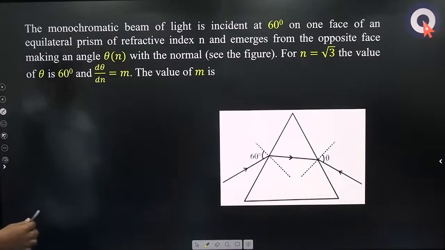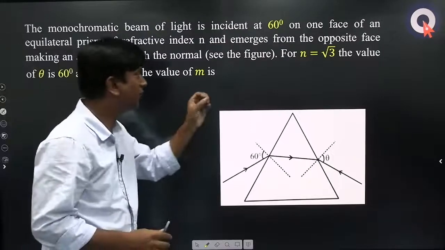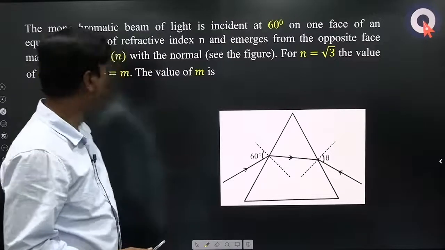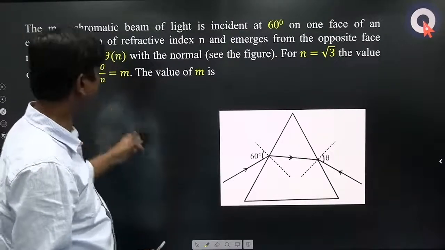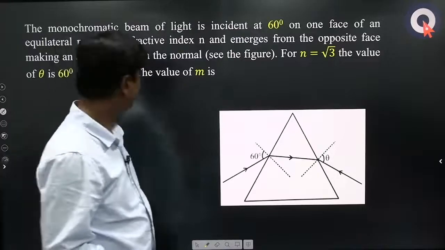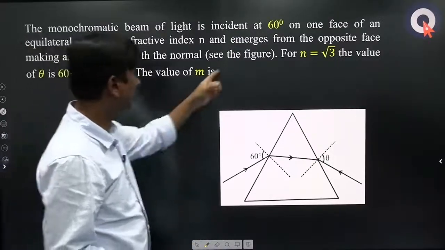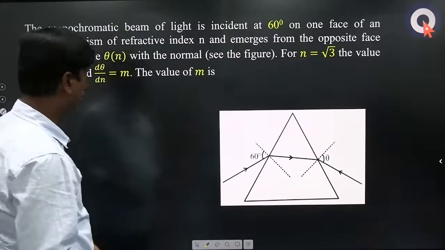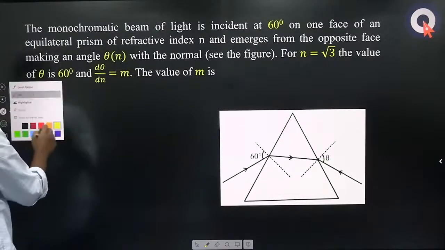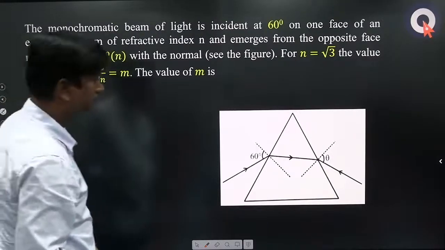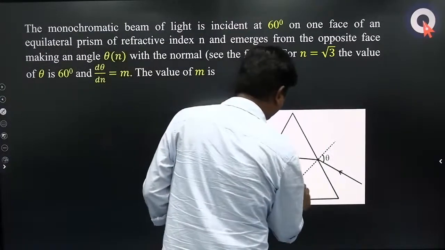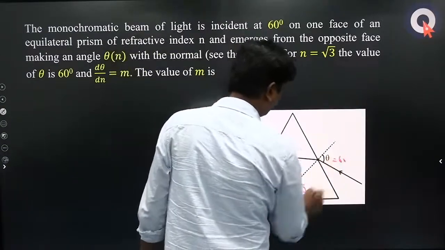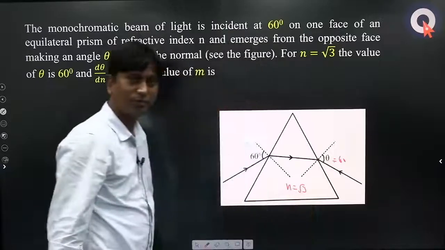The monochromatic beam of light is incident at 60 degrees on one face of an equilateral prism of refractive index n and emerges from the opposite face making an angle of theta, which is a function of n, with a normal. See figure. For the value of n as root 3, the value of theta is 60 degrees. So if n is root 3, then you are getting theta as 60. But if it's a different value, you will get a different value here also.